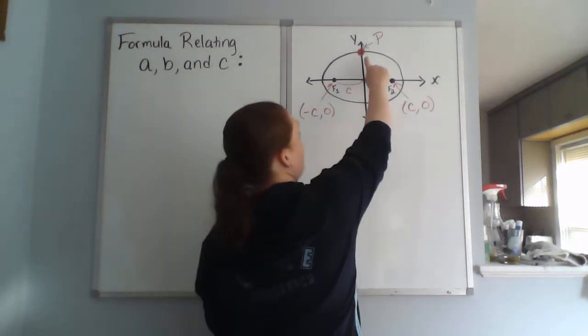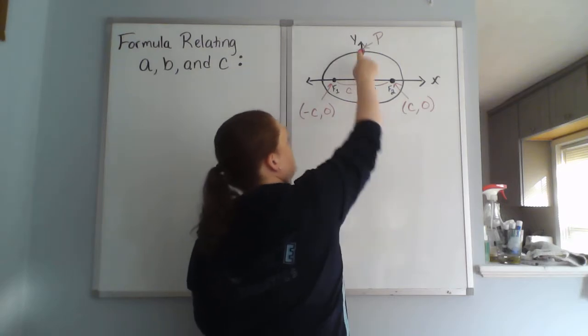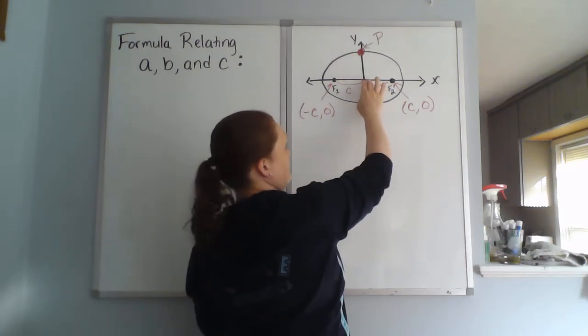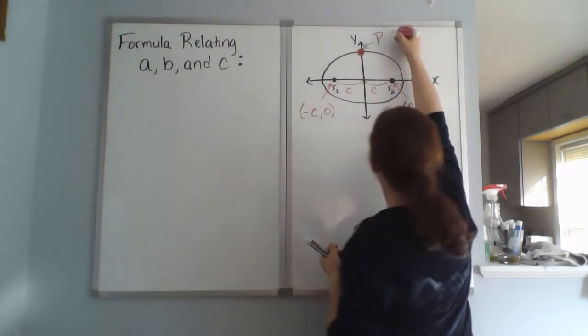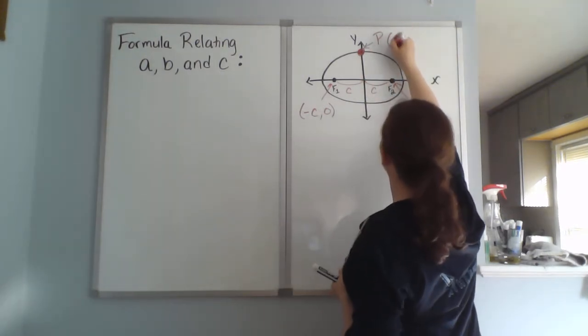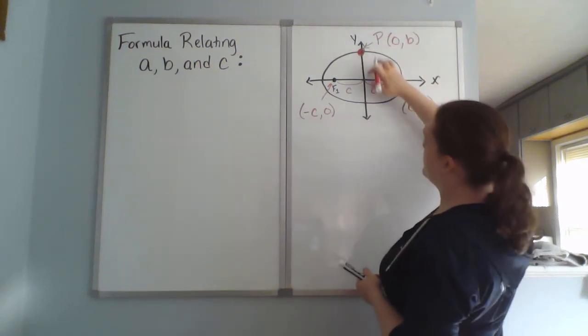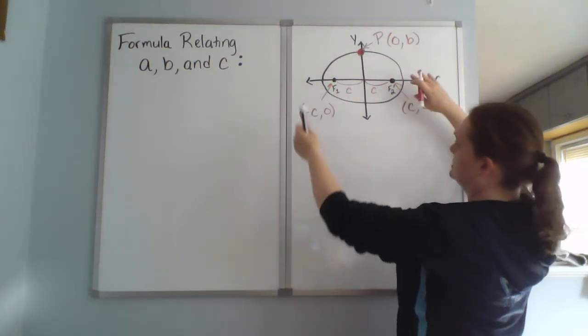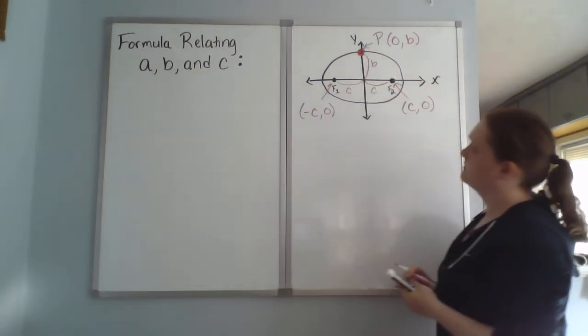Now I'm picking a point that's at a vertex because it'll have an easy x value for us to use because we're centered at the origin, okay? So this coordinate point up here, which is a vertex, is the point (0, b), because this is the minor axis, because this is a horizontal ellipse. So this distance right here is b, all right?